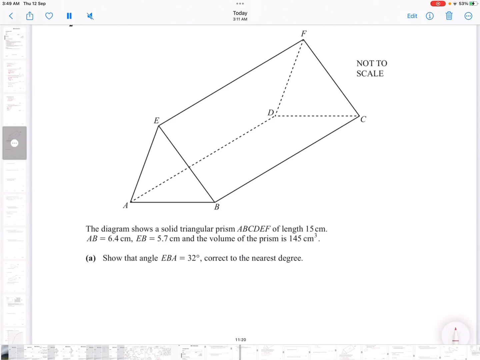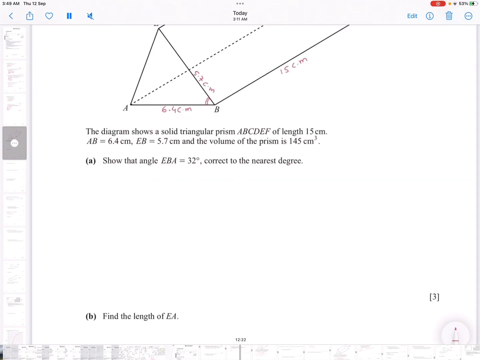Okay, this question, diagram of a prism, everything is written here. AB 6.4, EB 5.7, length is 15, volume of prism is 145. So let me write it on the diagram. And we have to show him the angle EBA is 32, this one, at B.